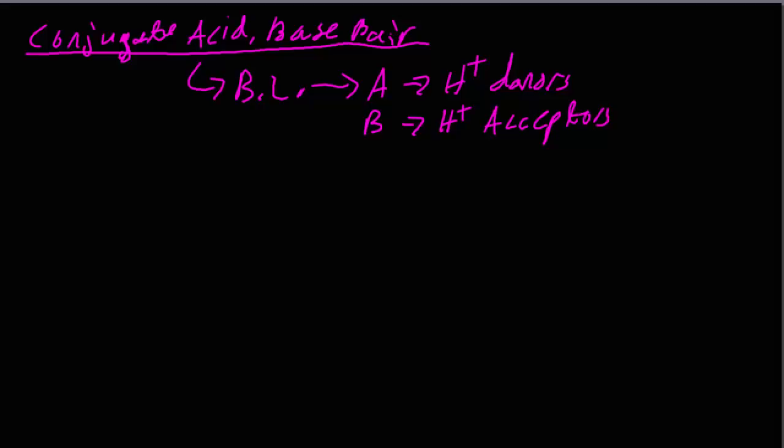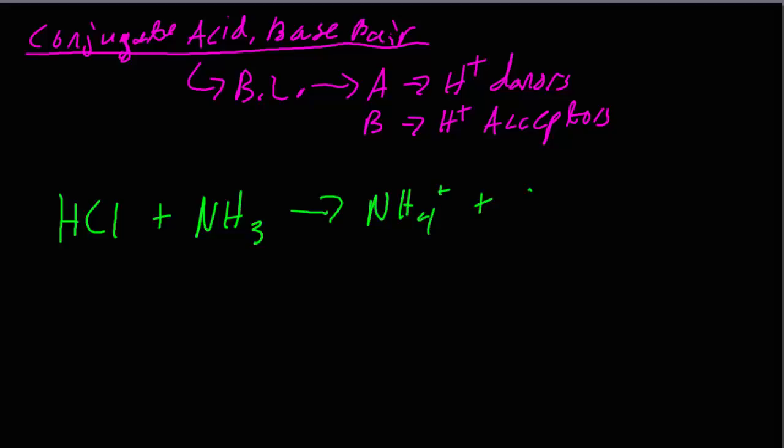So if you look back at that video, you'll see that we talked at length about a typical chemistry reaction where you have HCl, which is hydrochloric acid, and ammonia gas, NH3. And on the other side of that we have NH4 plus and Cl minus.